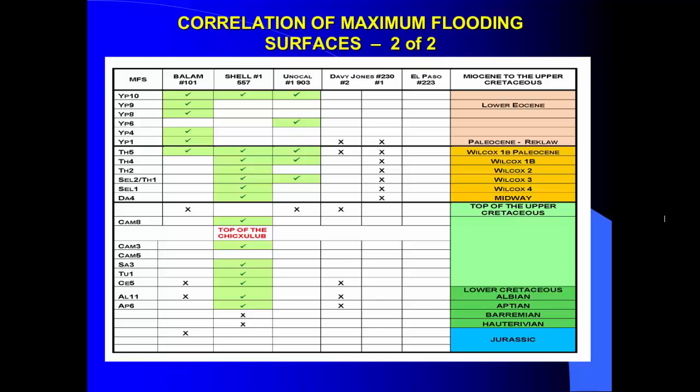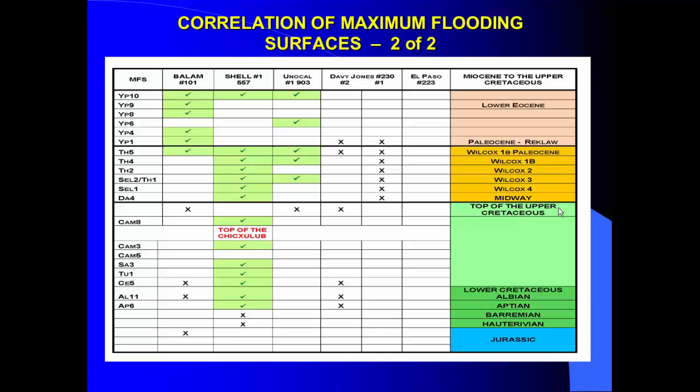Going down a little deeper, this is the top of the Upper Cretaceous that we were able to recognize in the balm, in the Unocal 903, and in the Davy Jones #2, but not in the #1. And then this is the maximum flooding surface we placed at the top of these Chicxulub sediments in the Shell #1. We didn't find them in the other wells.